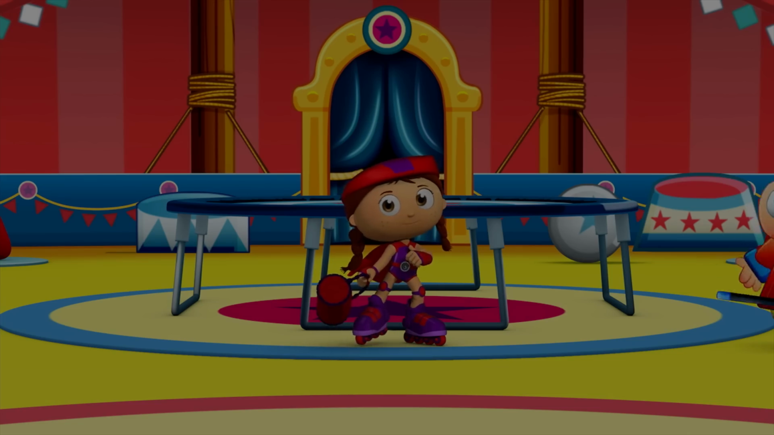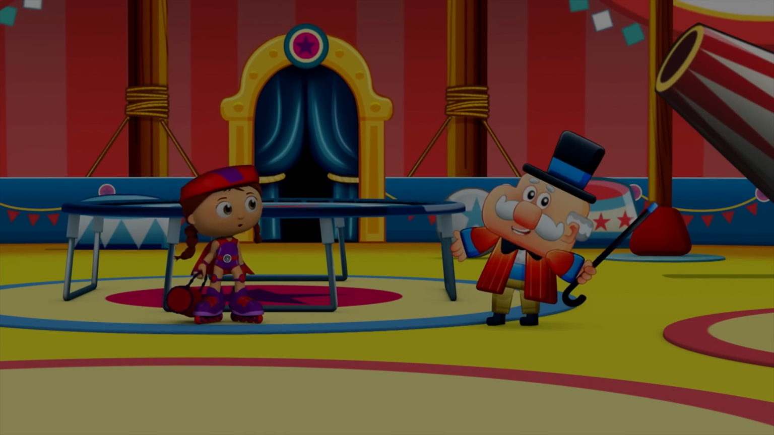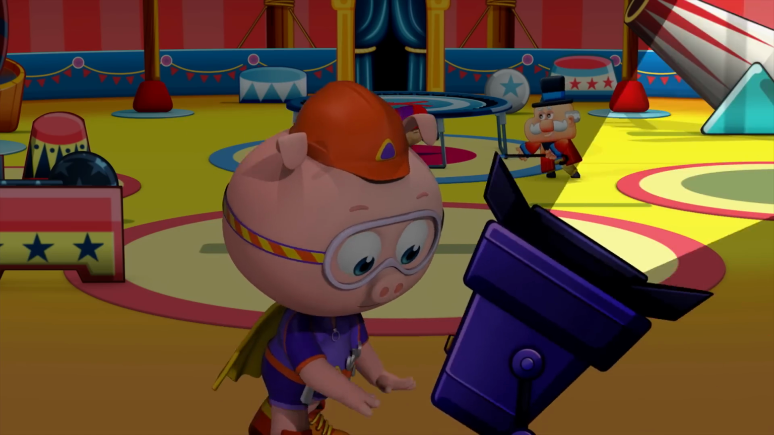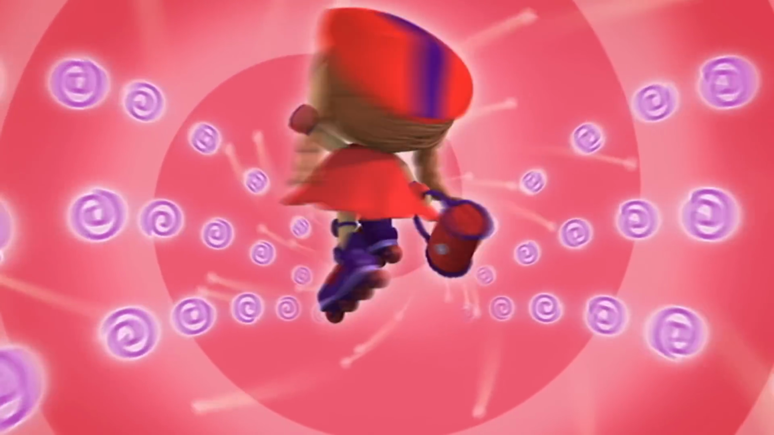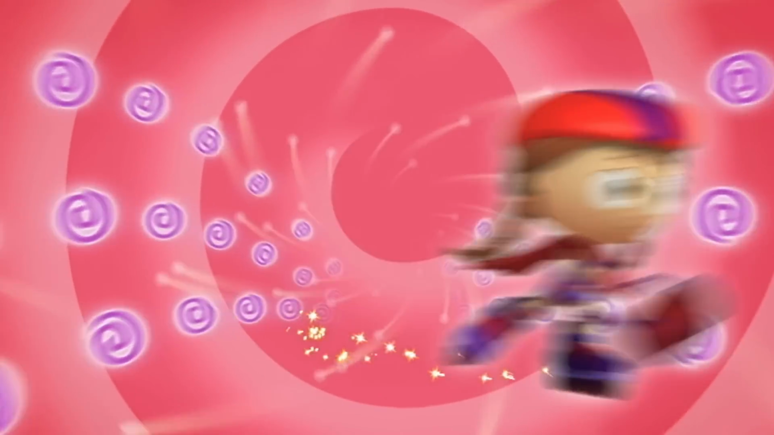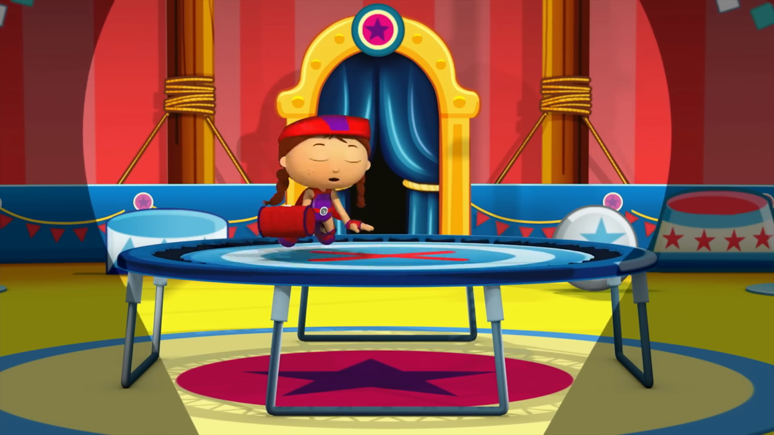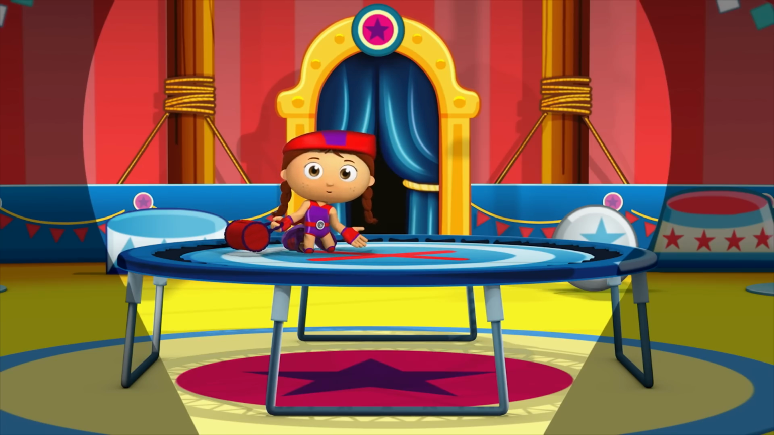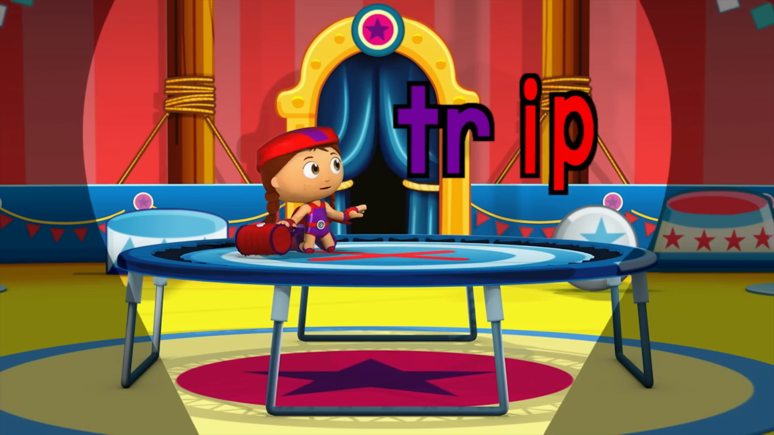I'll perform. And now, on the trampoline, presenting Wonder Red! Wonder Red to the rescue! Let me try that again. To the rescue! Double drats. I want to perform on the trampoline, but all I can do is trip.